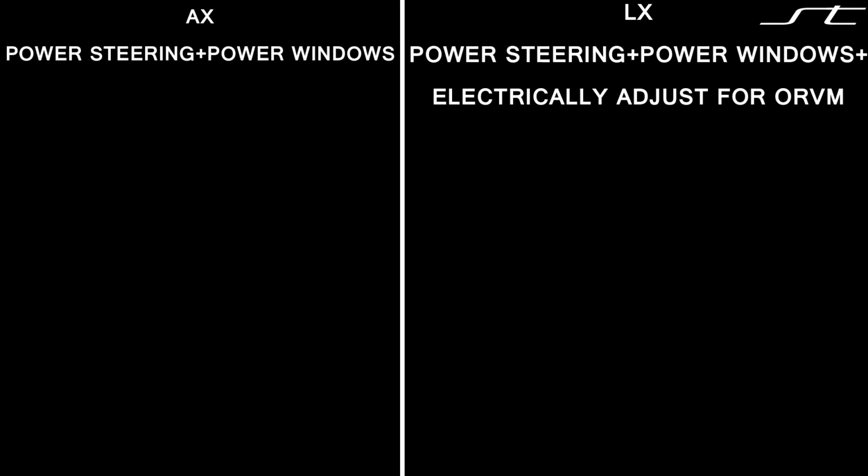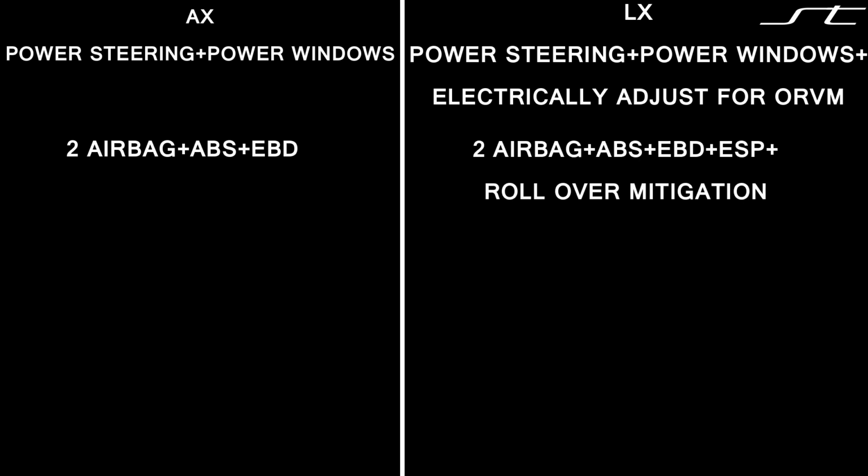So you have the power steering and power windows on the AX, and you also get the electrically adjustable ORVM on the LX with the power steering and power windows. You get 2 airbags plus ABS plus EBD on the AX model, but you have ESP with rollover mitigation on the LX model with the 2 airbags, ABS and EBD. So these are the main key differences, and there are some basic features in the AX and LX which I am going to tell you now.